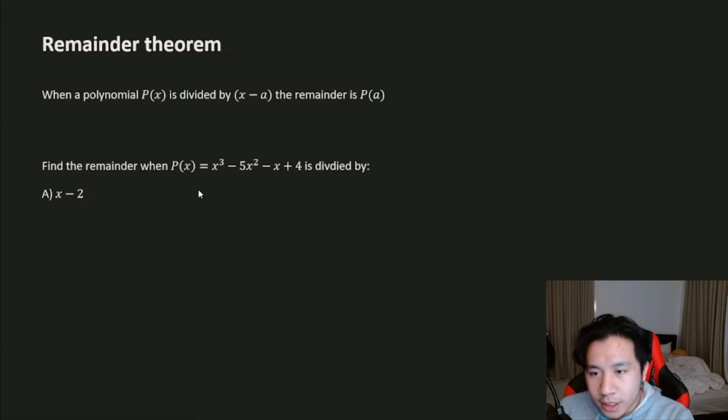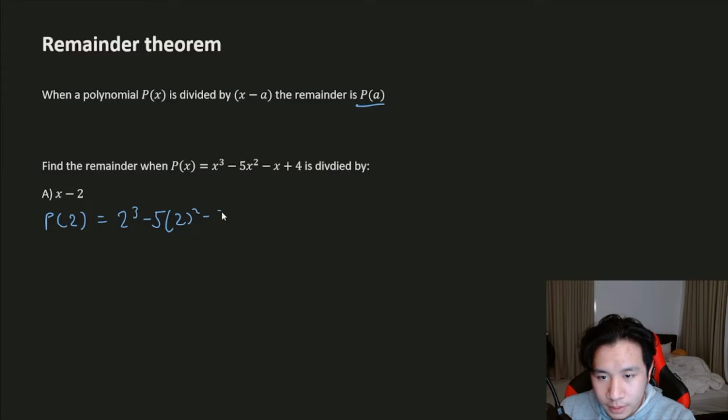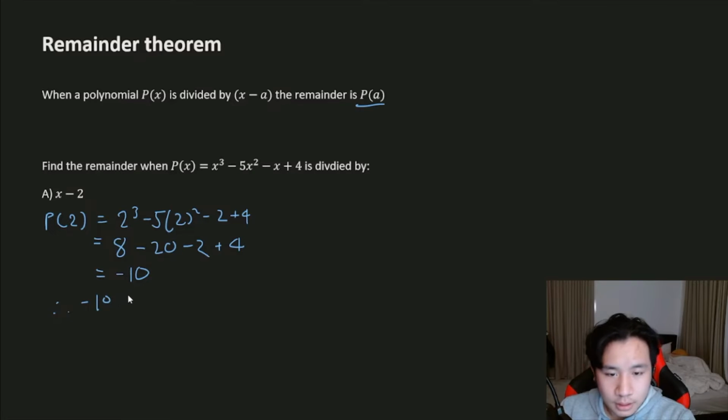So here we're asked to find the remainder of this polynomial when it's divided by x minus 2. And it's really easy. All you need to do is find p of a, and in this case, we use p of 2. p of 2 is just subbing in 2 into this polynomial. So 2 cubed minus 5 times 2 squared minus 2 plus 4. This is equal to 8 minus 20 minus 2 plus 4, which equals minus 10. And so therefore, minus 10 is the remainder.